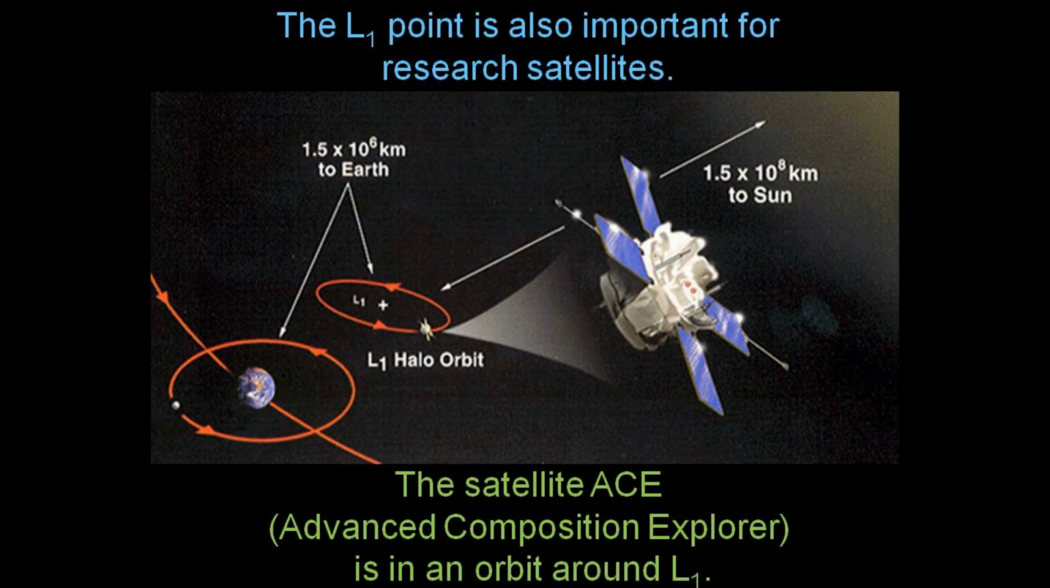Okay, it's a good spot for research satellites as well. We've got the Sun over here, here's the Earth, and here's the L1 point. This one actually shows the Moon in its orbit around the Earth here. And there's the L1 Sun-Earth Lagrangian point, and there's the little satellite, the ACE, or Advanced Composition Explorer. And we'll hear more about that later on, I'm sure. But it's in a halo orbit around that L1 point.